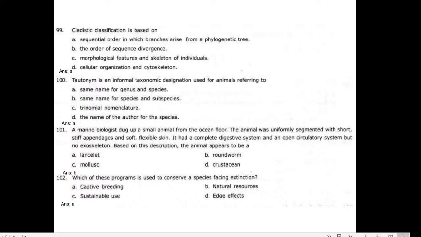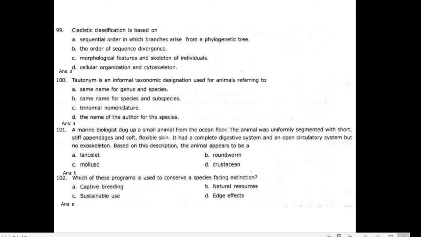Through this imagination, the capacity is helpful to identify this animal. They have a complete digestive system and an open circulatory system. The final thing is very important: no exoskeleton. By this imagination you can tell that it is the roundworm.